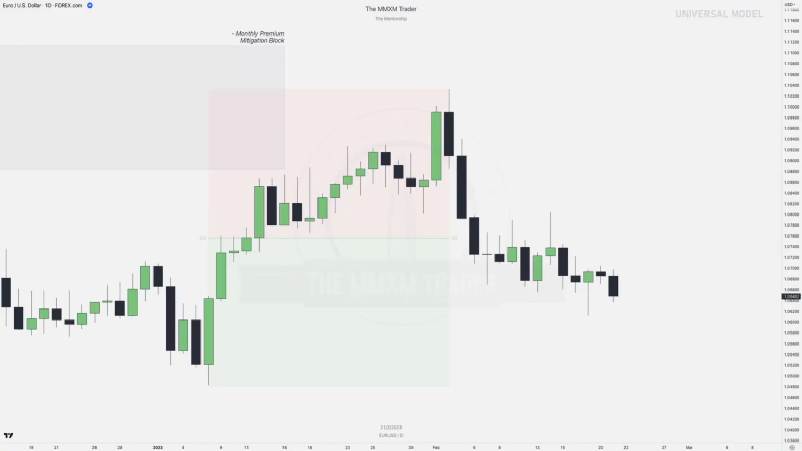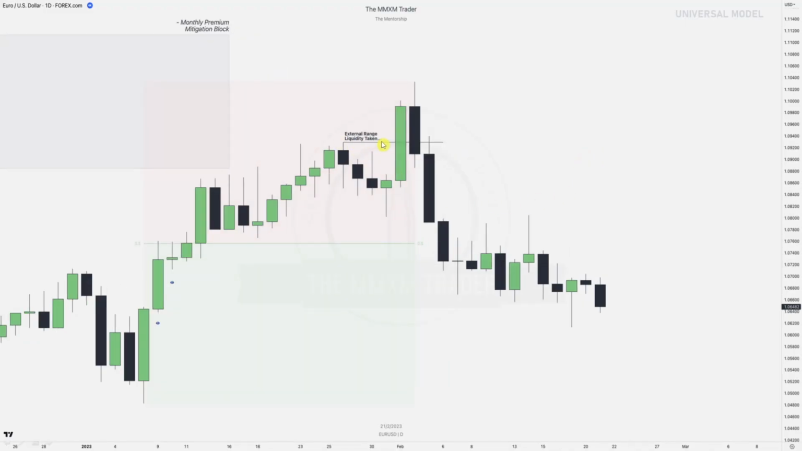So going into our intermediate term perspective, we can see this monthly premium mitigation block from the previous slide, right? Extended out in time, and we can actually see price action is starting to break down. And how does that look like? Right? External range liquidity has been taken, so we go from external back to internal. And where is our internal range liquidity? In discount, right? We've got these fair value gaps down here and even down here.